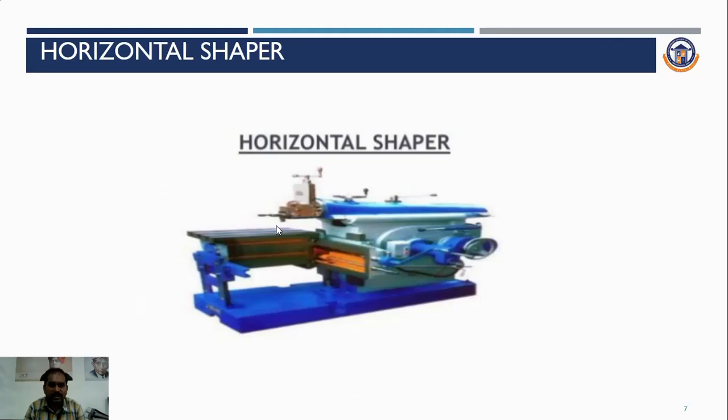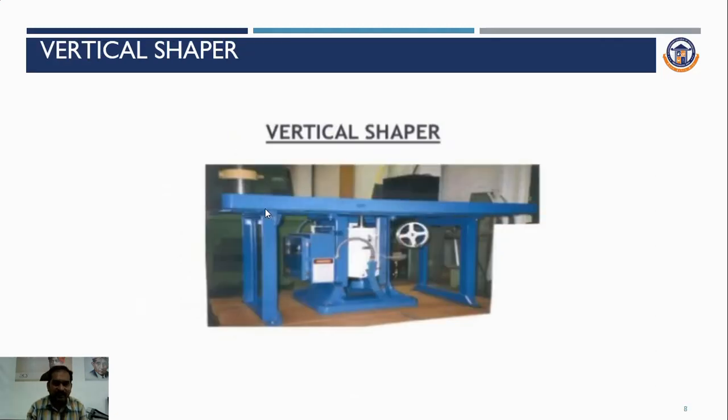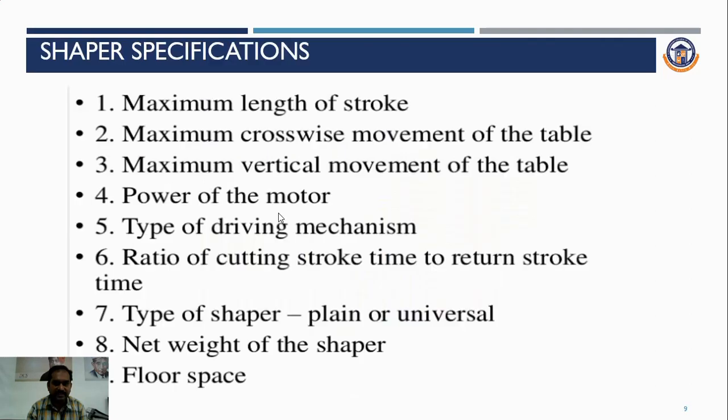So we have the horizontal shaper, as shown in the figure. Then we have the vertical shaper, where vertical operations will be done. In the horizontal shaper, we do the horizontal operations.